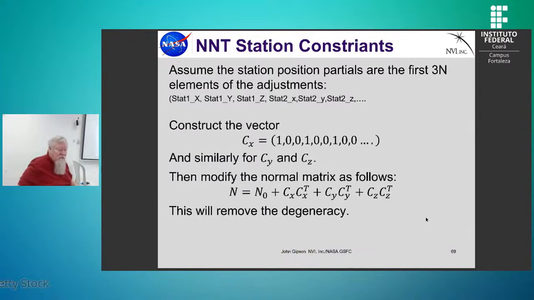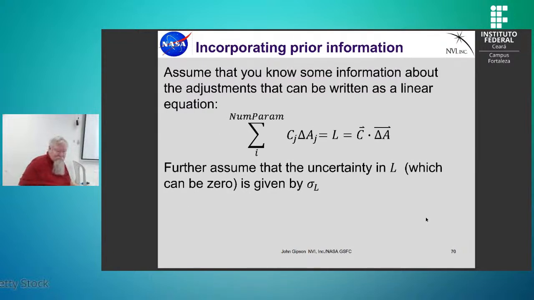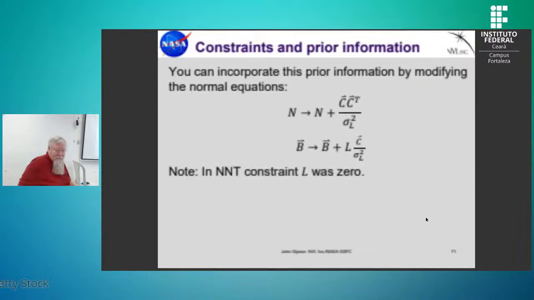So here's just an example of how we do this. If I have a normal equation and my station positions are the first components, then I want to impose a constraint on the x component. So I make that vector Cx, which has 1, 0, 0, 1, 0, 0, 1, 0, 0. Ones are where all the x's are. I do the same thing for Cy and Cz. Then I modify the normal equation by putting in that value there, and that removes the degeneracy. Well, I'm going to skip that.